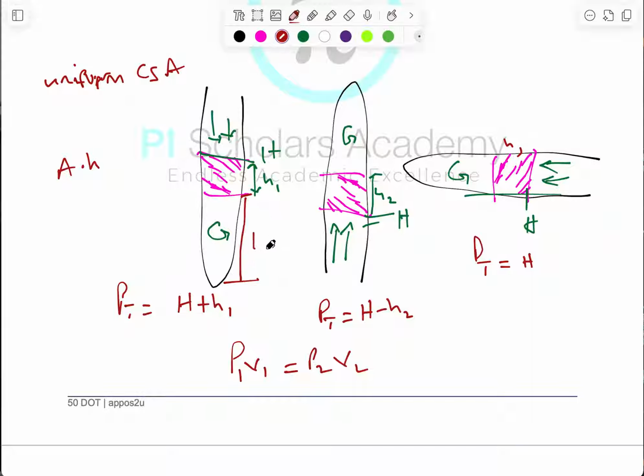So is the height of the gas. Let's call this Hg. The only thing that's going to be changing here is the height of the gas, but the area is going to be the same. So the volume of this gas is A multiplied by Hg.